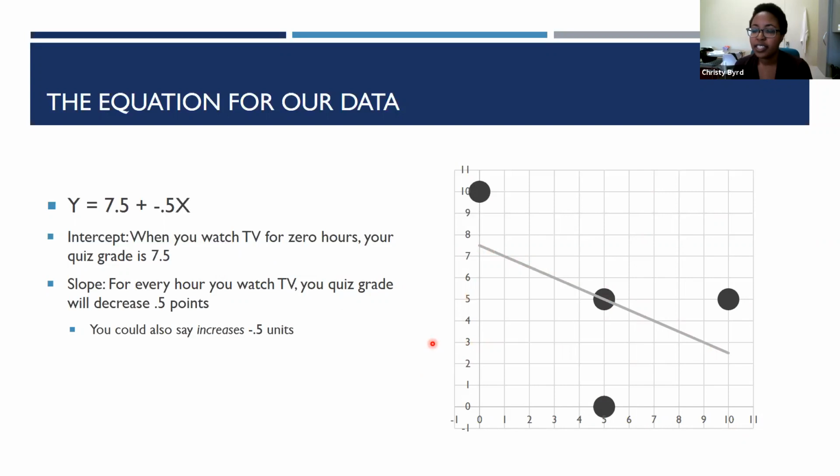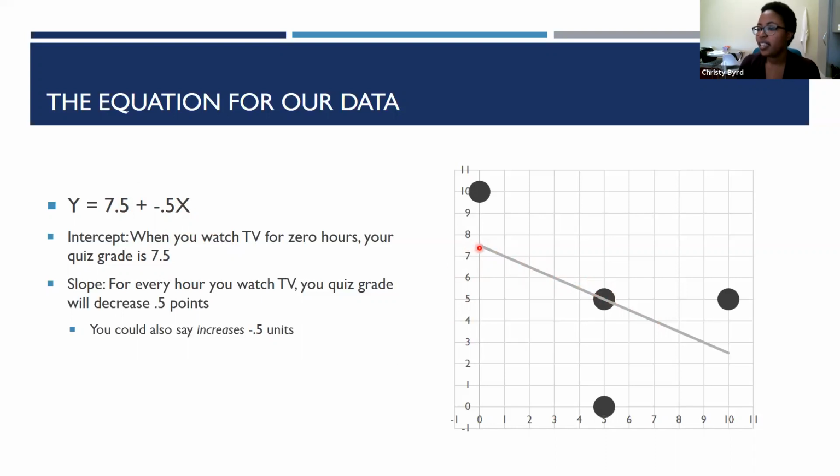For the intercept, we say that when you watch TV for 0 hours, we predict your quiz grade is going to be 7.5. And then for every additional hour that you watch TV, your quiz grade is going to decrease 0.5 points. Just a note, you could also say it increases -0.5 points. Some people find it easier to say decrease when it's a negative number, but it doesn't really matter. It means the same thing.